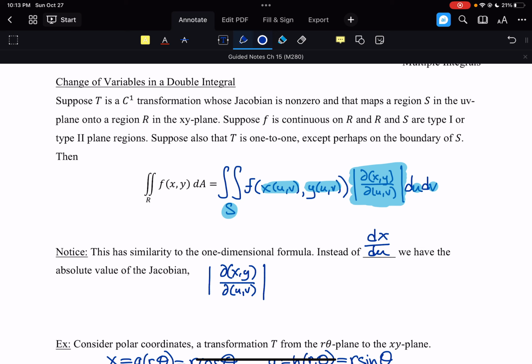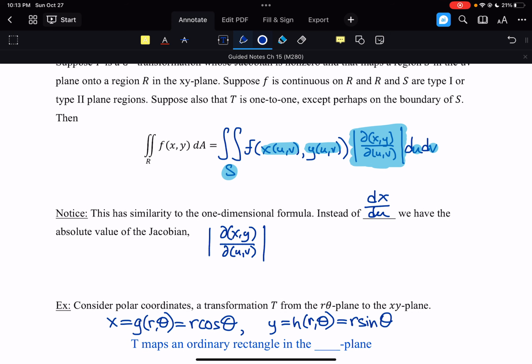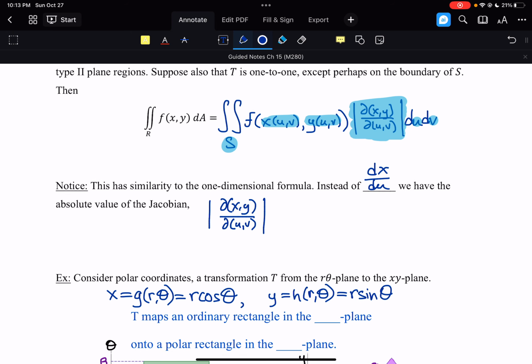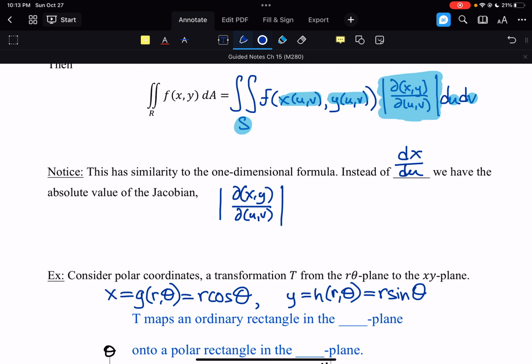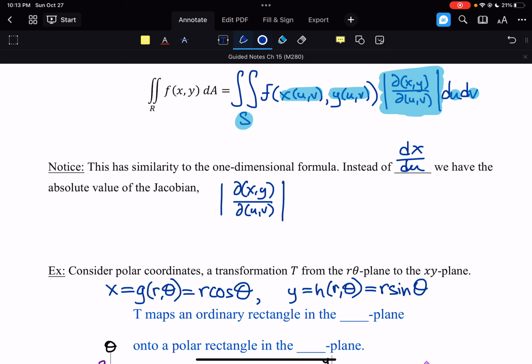So if we look at how this is used in practice and how we've actually been using this without even really knowing that we're using it, consider polar coordinates. A transformation T from the r theta plane to the xy plane goes like this. So x is r cosine theta, y is r sine theta. T maps an ordinary rectangle in the r theta plane onto a polar rectangle in the xy plane.